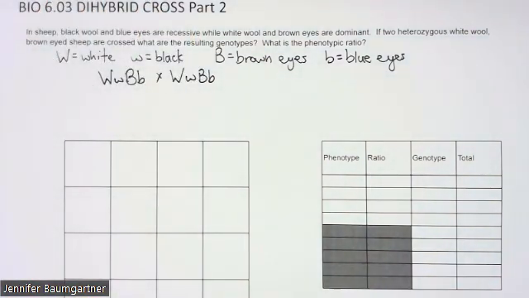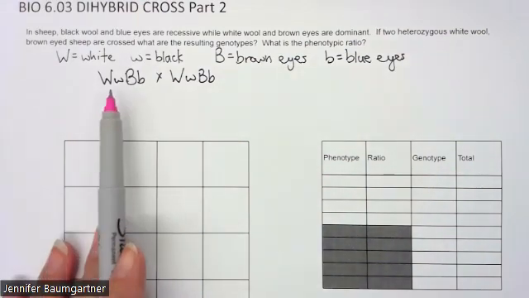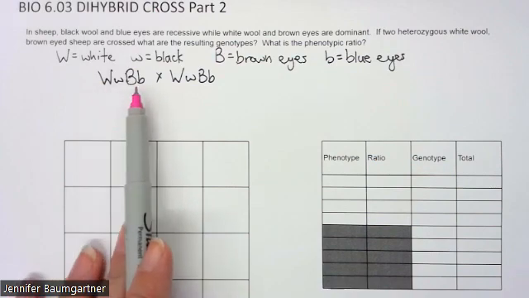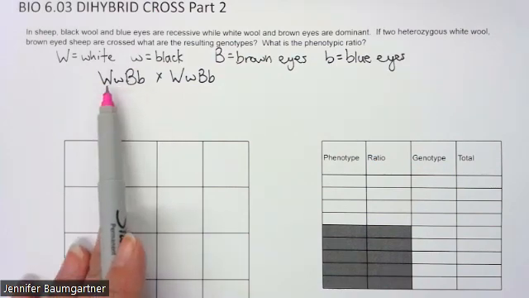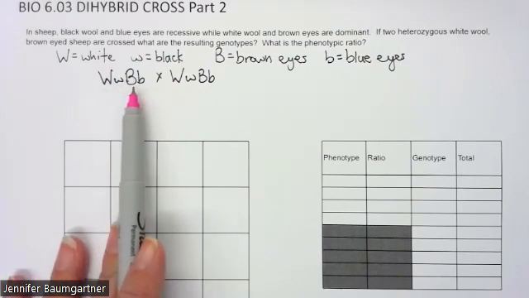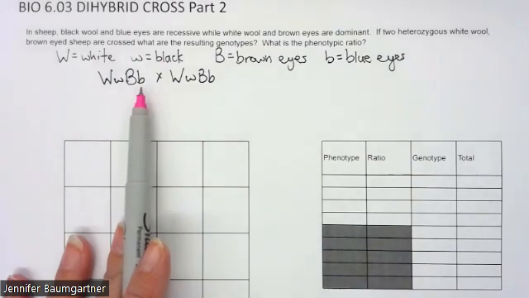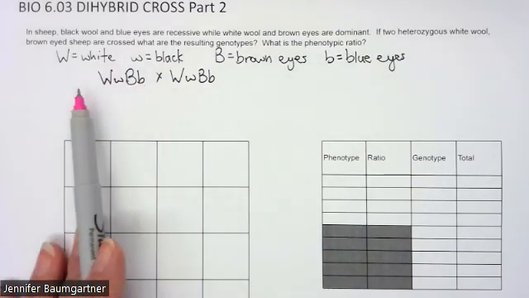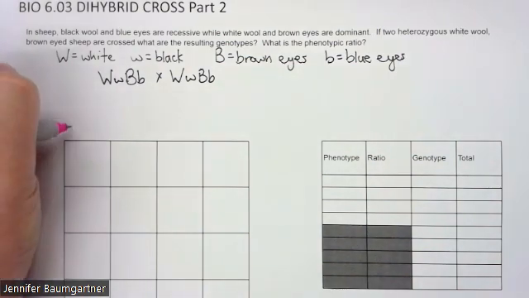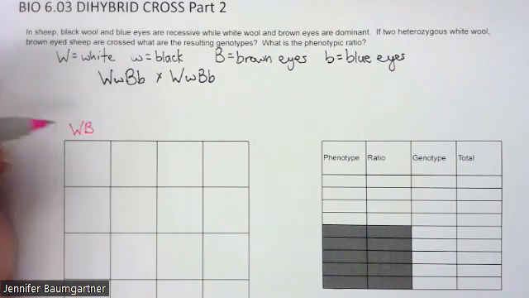So what we have to do is remember, how do we find the gametes? Each parent has to give one allele for each trait. So the mother sheep can give a white allele and a brown allele, or a white allele and a blue allele. She could do a black allele and a brown eye, or a black allele and a blue eye. So we have 4 different combinations that we see here. And again, we talked about this in the last video. So I'm going to write those 4 possible combinations along the top.